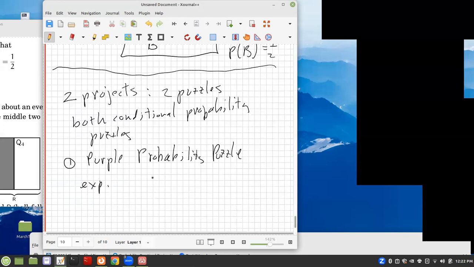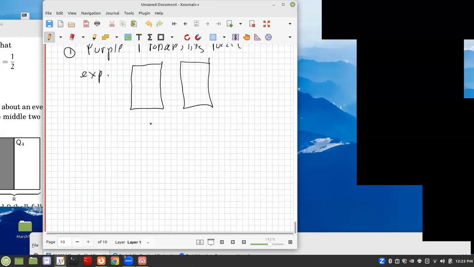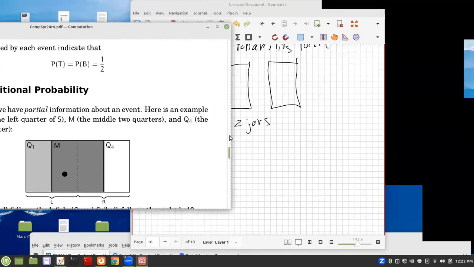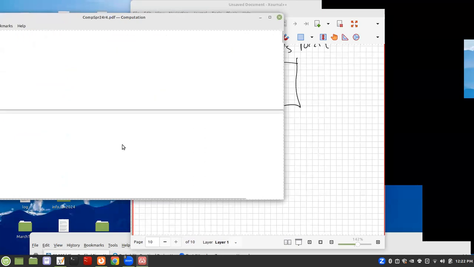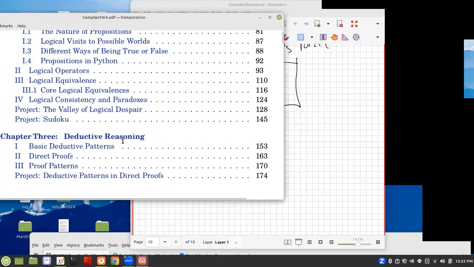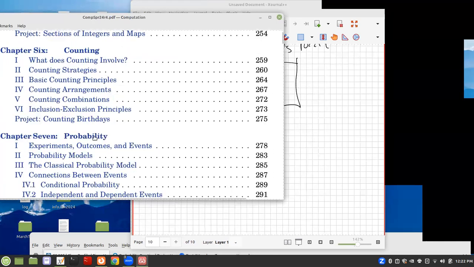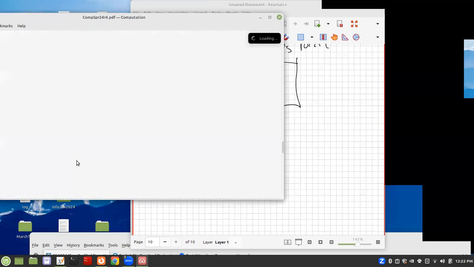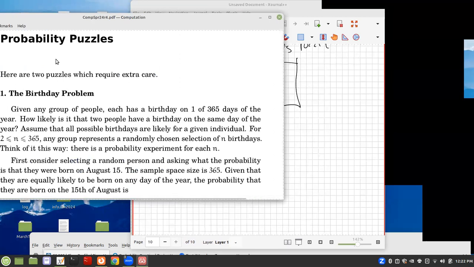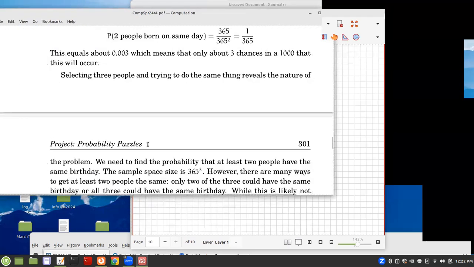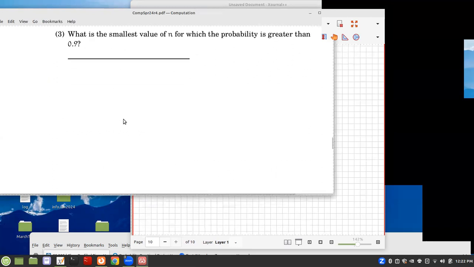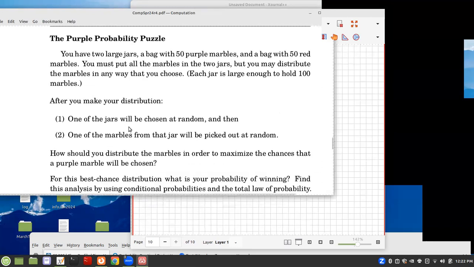So here's the experiment. You have 2 jars. There's also the birthday problem that we've already talked about. That's a standard one, so you have some questions there to answer. The purple probability puzzle has to do with conditional probability.